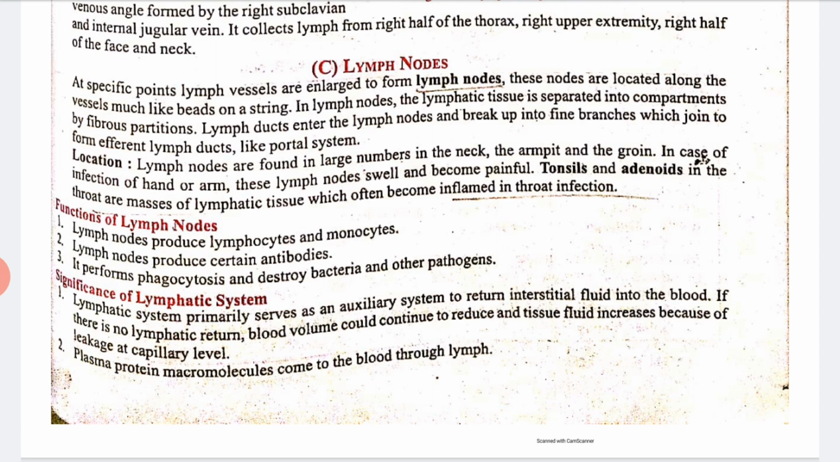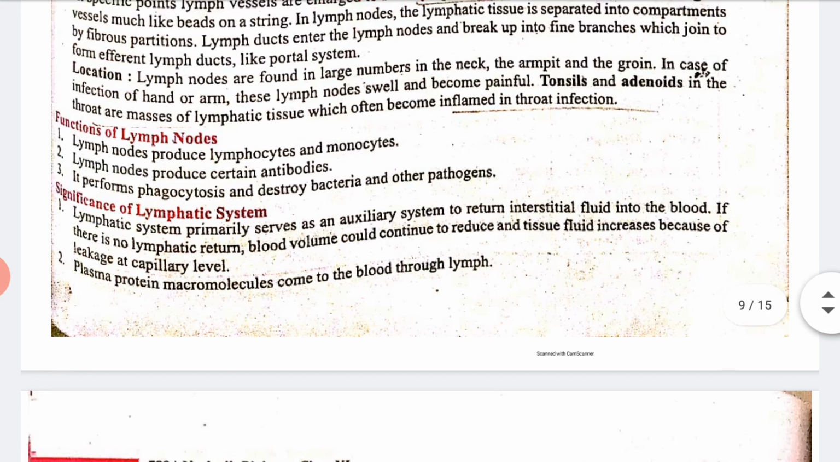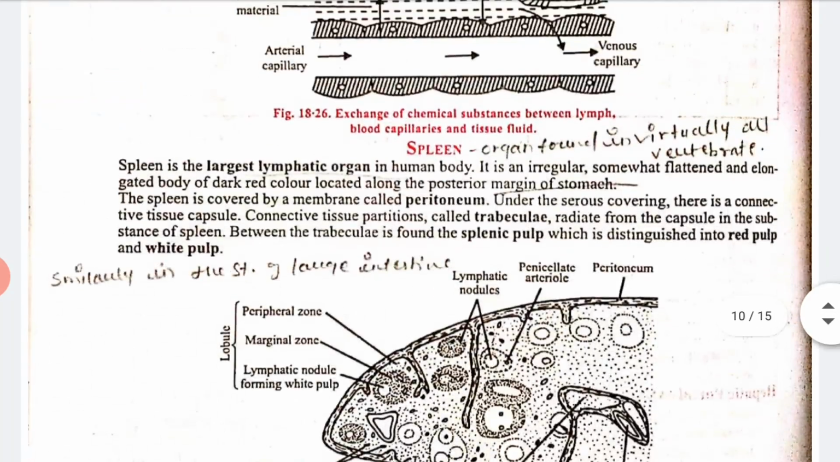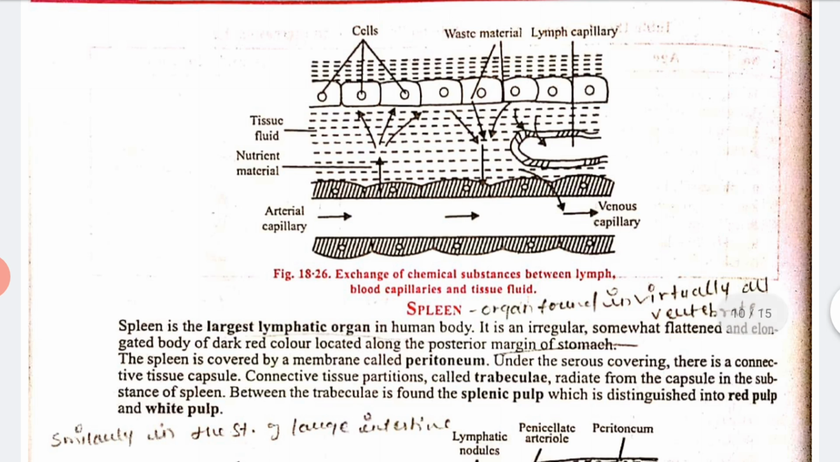Clear? Now when we talk about the function of lymph nodes, lymph nodes produce lymphocytes and monocytes, and they produce certain antibodies. They also perform phagocytosis and destroy bacteria and other pathogens. Now you can see the structure given here. This shows the exchange of chemical substances between lymph, blood capillaries and tissue fluid.